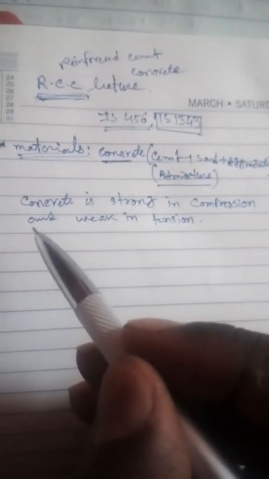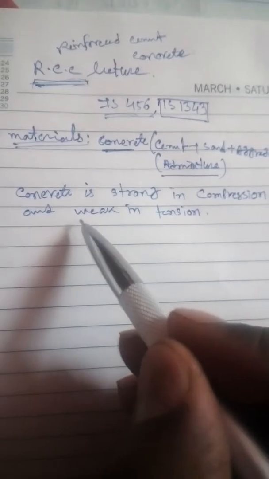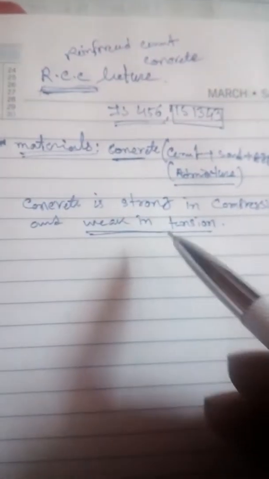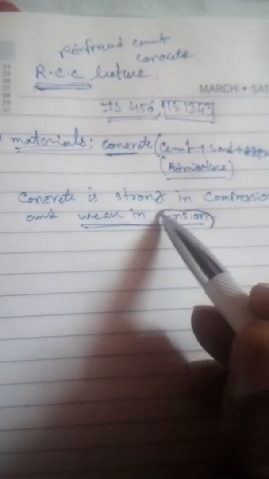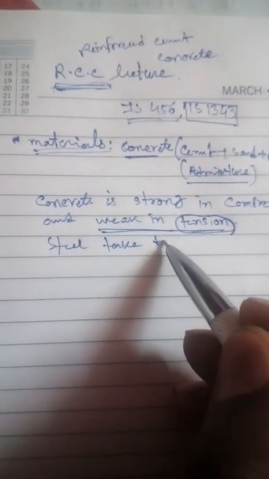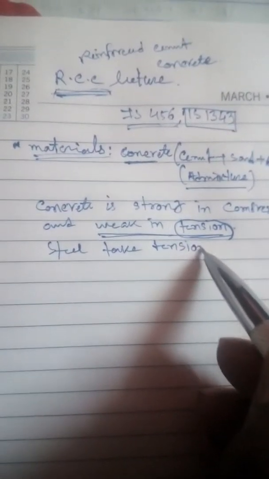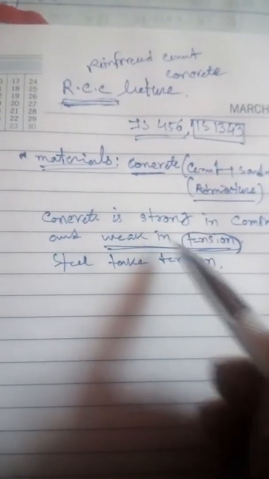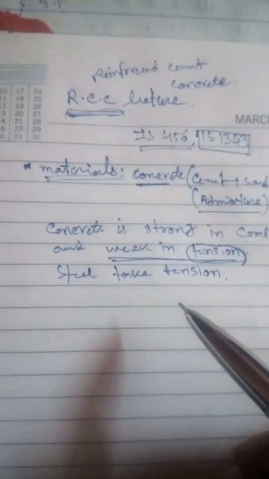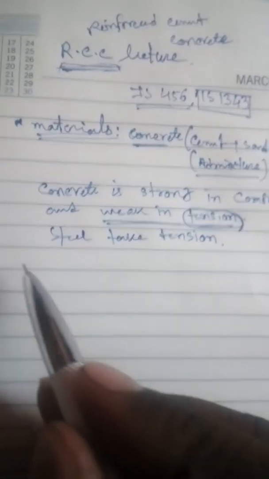So in short, concrete is strong in compression and weak in tension. Generally in RCC, steel reinforcement is provided to take tension. Steel takes tension and concrete takes compression. Okay, so now the basics of concrete.